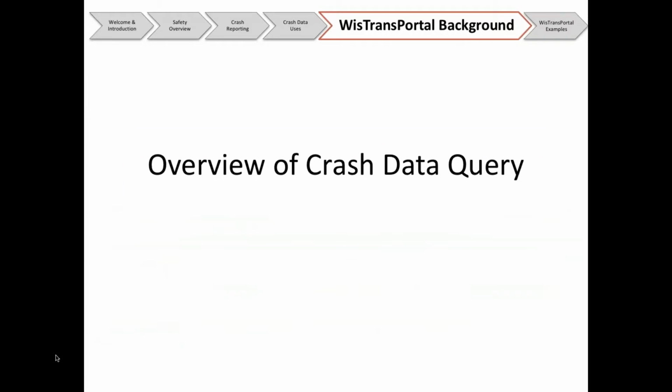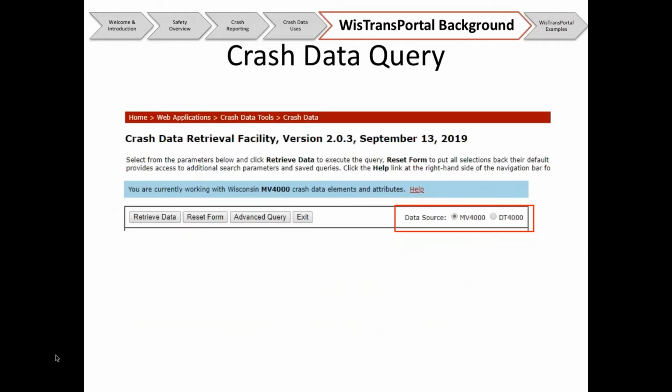Overview of a crash data query. This is what we mentioned before. When you first bring it up, you'll see a data source on the right-hand side. If you're going to look at the legacy data, you want to click on MV4000. If you want to look at 2017 and newer data, you want to click on the DT4000 data source. Once you click on it, there's a highlighted tab above that to let you know what you're working in. Here we've clicked MV4000, and you can see the blue line that says you are currently working with the Wisconsin MV4000 crash data elements and attributes, along with a help button. So you first choose that data source.